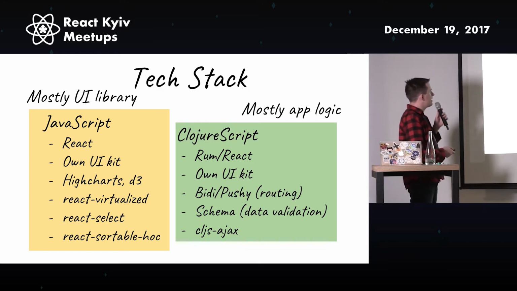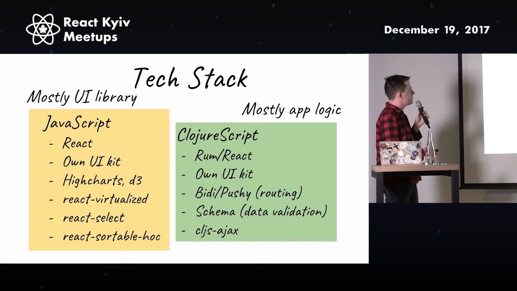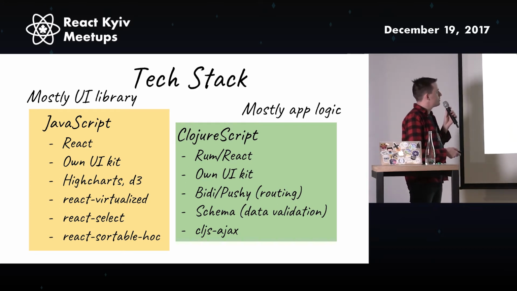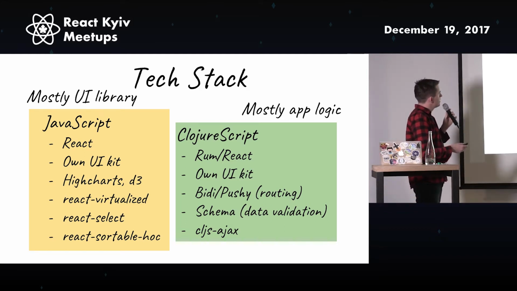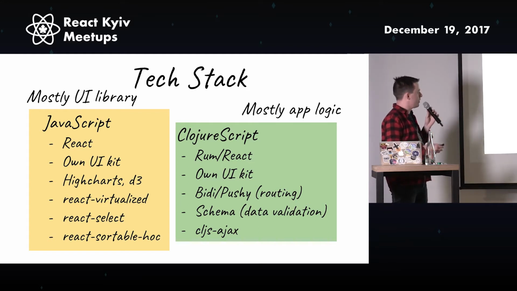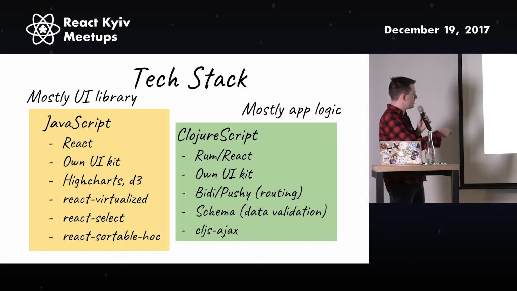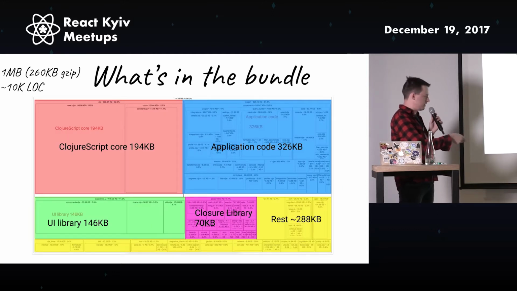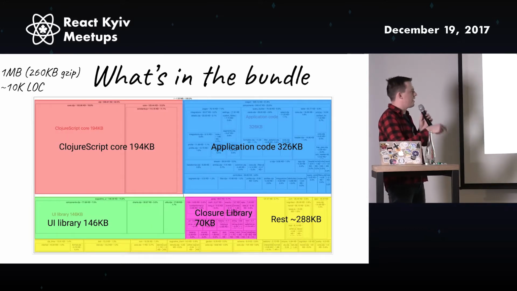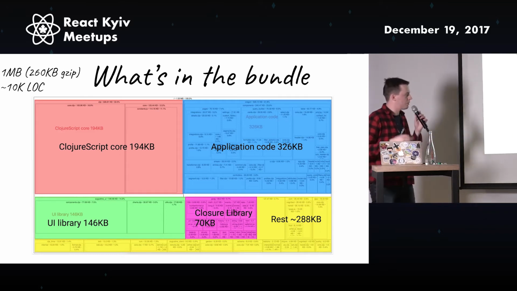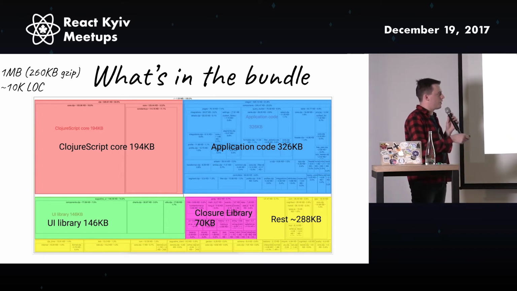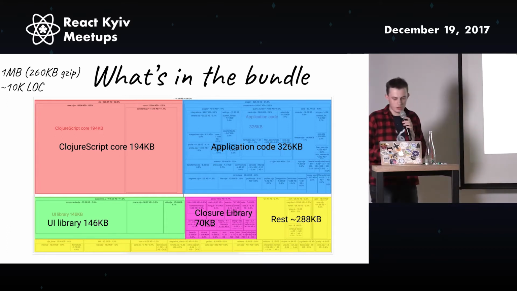Okay, the tech stack is partly JavaScript and ClojureScript. So as I told you, we have multiple projects. Basically, the major part of the UI library is built in JavaScript, including some libraries like Highcharts, D3, React Virtualized for tables, React Select, Sortable. This is all UI library, and in ClojureScript we mostly have what you can name business logic, and a little bit of UI components which are used only in Clojure projects.